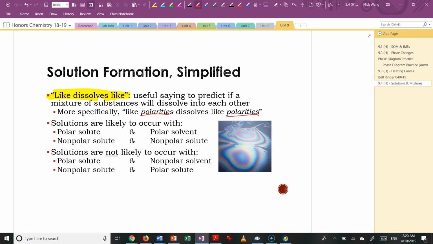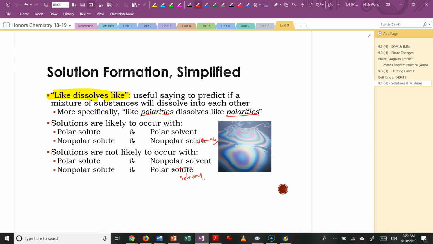So here are very specific examples. First of all, if you have a polar solute and a polar solvent, those are very likely to form a solution. At the same time, nonpolar solutes and nonpolar solvents are also likely to form a solution. So nonpolar with nonpolar, and polar with polar. That's what it means by like dissolves like. On the other hand, these are a lot less likely to occur when you have a polar solute and a nonpolar solvent, and vice versa, a nonpolar solute and a polar solvent. Those would not be likely to occur.